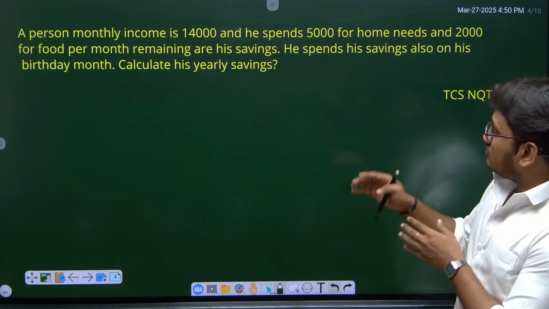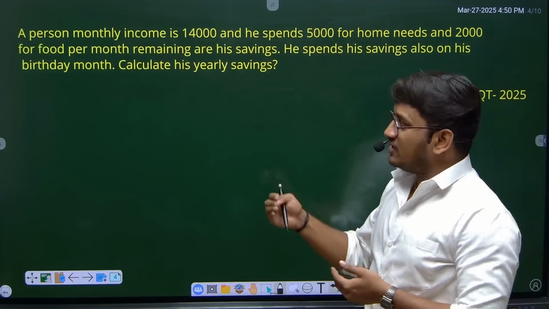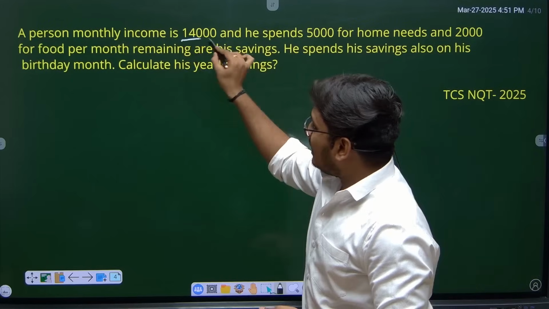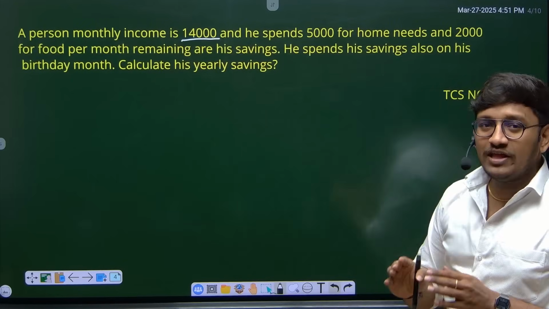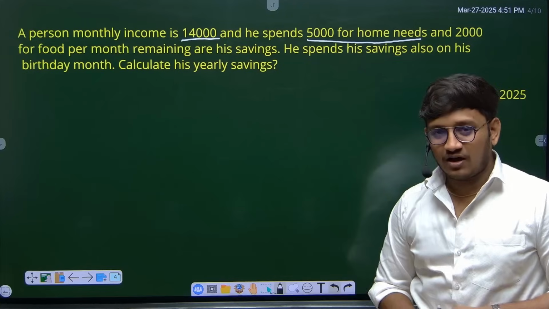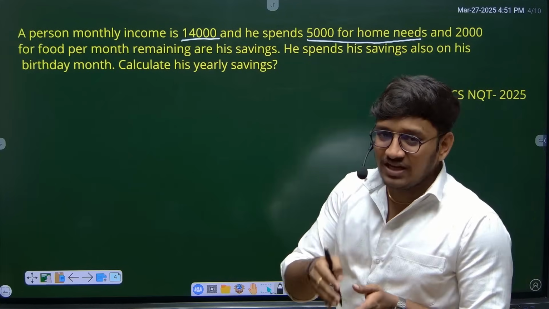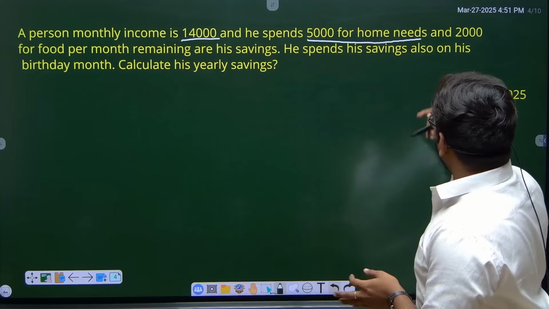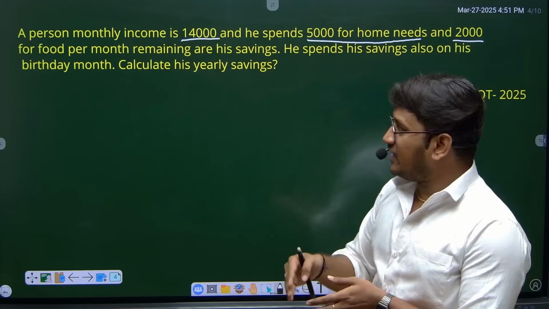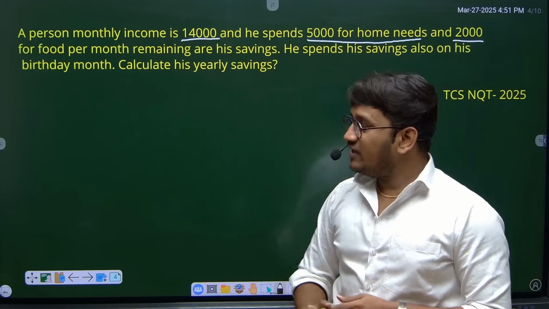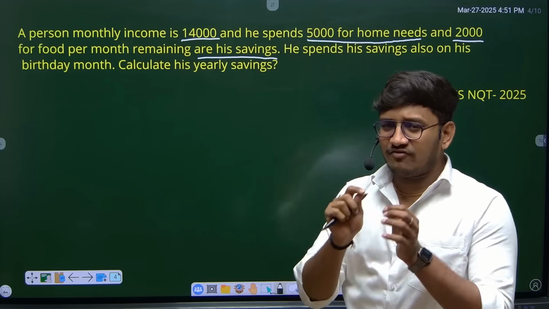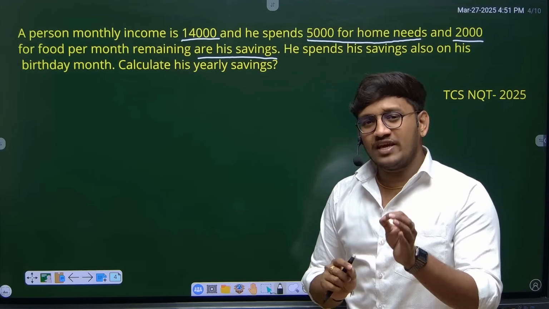Now, this question is basically a general question. They have given that a person's monthly income is 14,000 and he spends 5,000 on home needs and 2,000 on food per month, meaning every month he spends 2,000 on food, and the remaining is savings. Now let's try to calculate. It's a very basic question, one of the easiest.